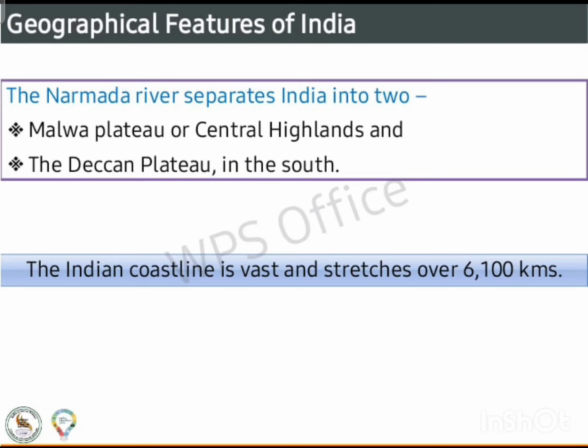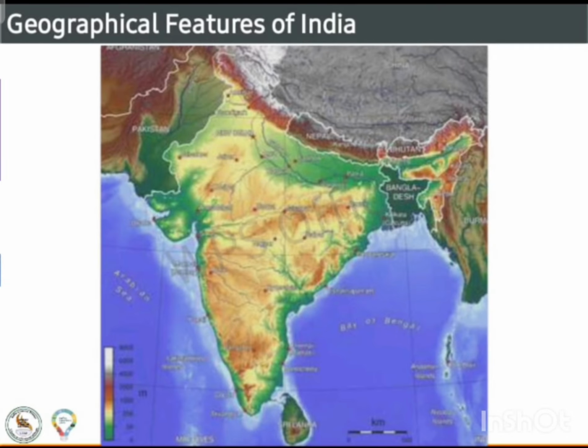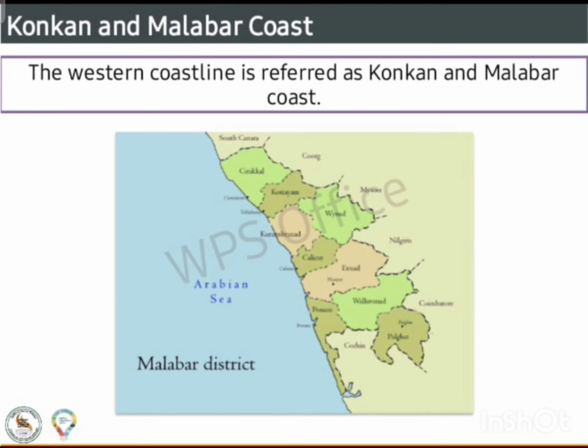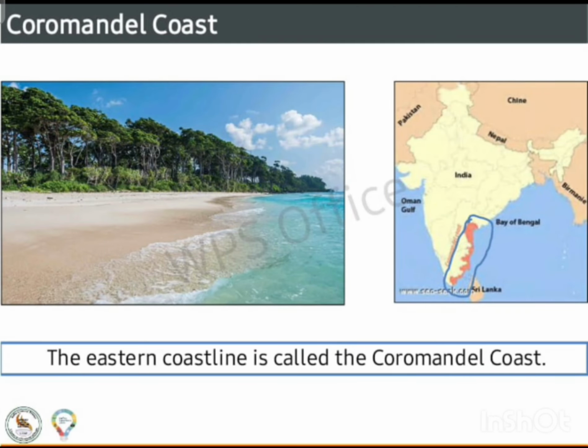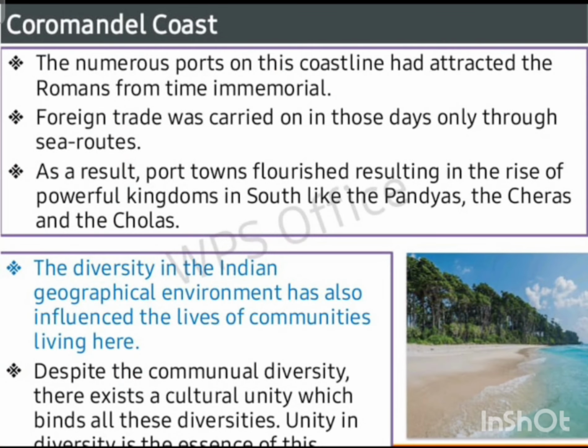The Narmada River separates India into two: the Malwa Plateau or Central Highlands, and the Deccan Plateau in the south. The Indian coastline is vast and stretches over 6,100 kilometers. Konkan and Malabar Coast. The western coastline is referred to as the Konkan and Malabar Coast. Coromandel Coast. The eastern coastline is called the Coromandel Coast.